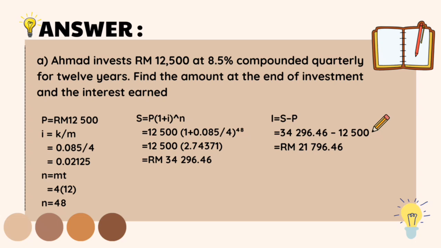Next, we put all the information given into the formula. S equals to P, open bracket, 1 plus I, close bracket, powered by N. S equals 12,500, open bracket, 1 plus 0.085 over 4, close bracket, powered by 48. That is 12,500, open bracket, 2.74371, close bracket. So the answer is RM34,296.46. Next, we calculate the interest earned using the formula I equals to S minus P, which is 34,296.46 minus 12,500. So the answer for the interest earned is RM21,796.46.